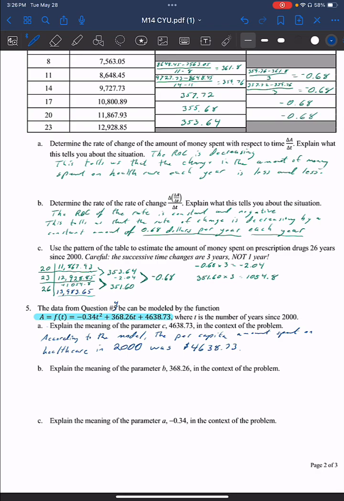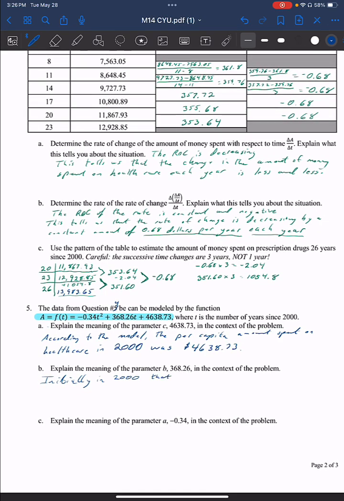So the parameter b tells us that initially, right when we gathered that data of $4,638.73, so initially in 2000, right at that moment in time, that number, the 4,638.73, was increasing at a rate of $368.26 per year.